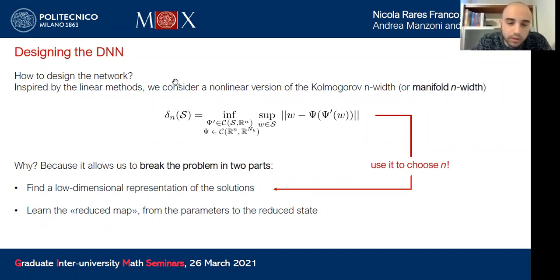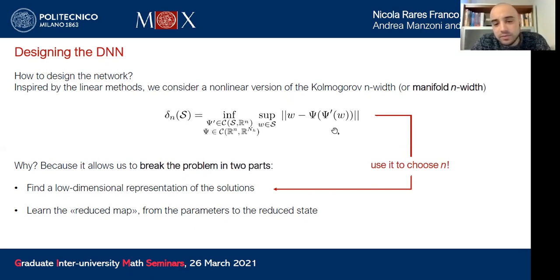And what we are going to do is be inspired by the linear methods that I mentioned. So the Kolmogorov width, but we consider a nonlinear version of it, which was also called the manifold width. This is a typical case in which you start and you believe that you are finding some generalization of something, and then you discover that 40 years ago, someone already did it. This is very common, I believe, and possibly the most common thing among PhD students, but this is the idea.